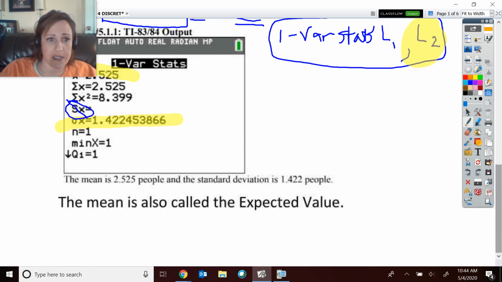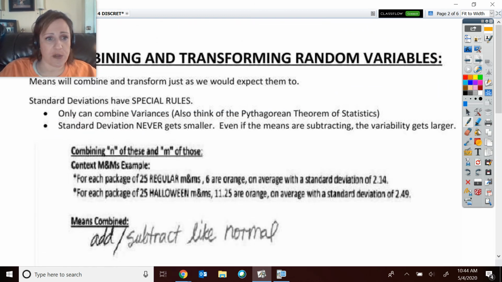So that's the expected value. Expected value is the mean. Now, let's talk about combining and transforming. I have this here, but I also have some thinking maps that use these same problems. I'll show you that, and then you can choose which format you like, whether you like going through the notes like this, or you want a shortcut sheet on the thinking maps.